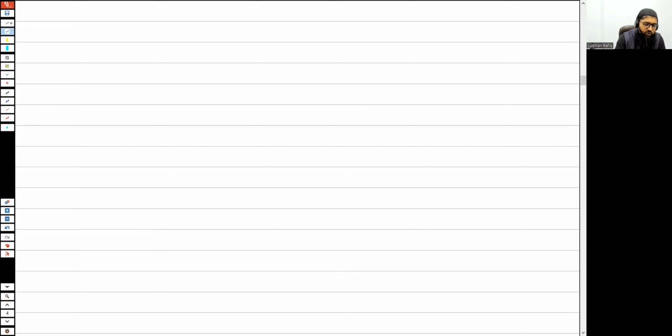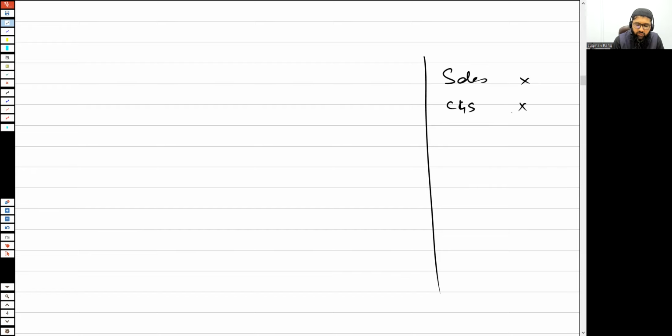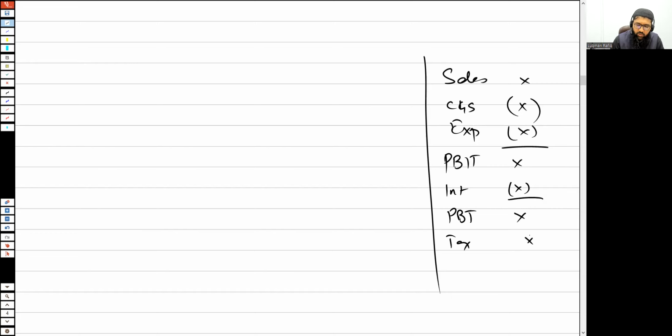Now, I've explained this concept. In order to explain NOPAT to people, I'll just create a sample profit and loss account for you. Sales, cost of goods sold, expenses, profit before interest and tax, interest, profit before tax, tax, profit after tax.